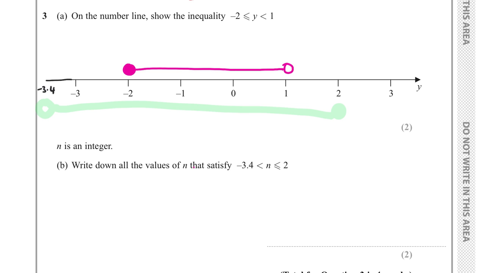The whole numbers in between this are, can we include -3? Yes, because it's in between here. So we're going to have -3. Can we include -2? Yes. -1? Yes. 0? Yes. 1? Yes. How about the number 2? Yes, because it's also included.